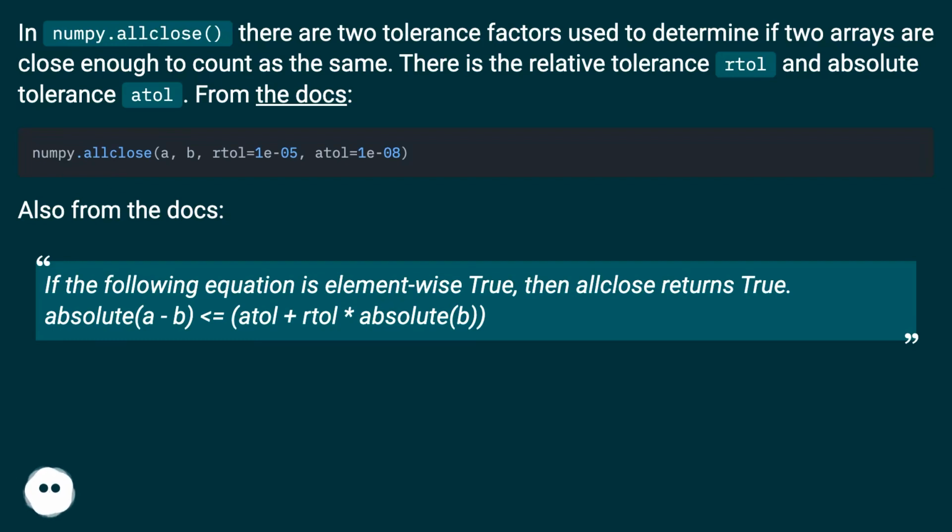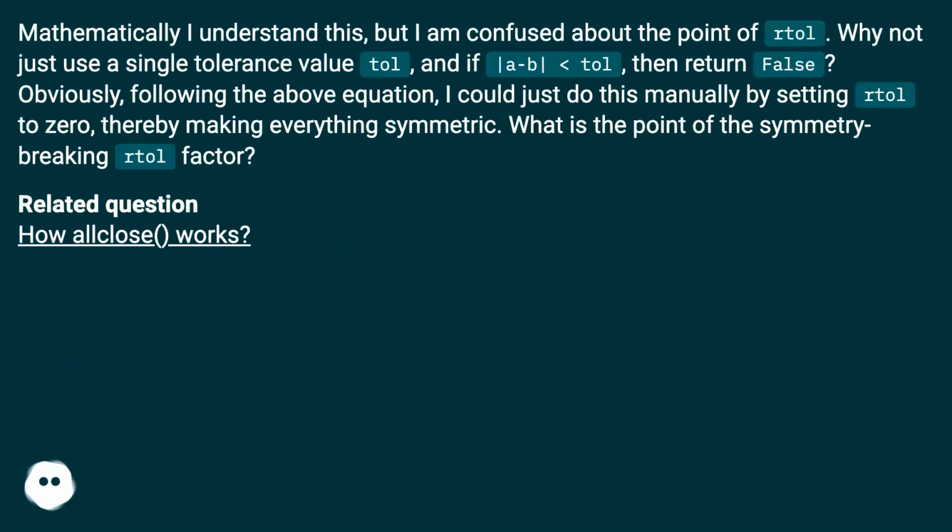Also from the docs: if the following equation is element-wise true, then allclose returns true. absolute(a - b) <= atol + rtol * absolute(b). Mathematically I understand this, but I am confused about the point of rtol. Why not just use a single tolerance value tol, and if a - b is lower than tol, then return false? Obviously, following the above equation, I could just do this manually by setting rtol to 0, thereby making everything symmetric. What is the point of the symmetry breaking rtol factor?